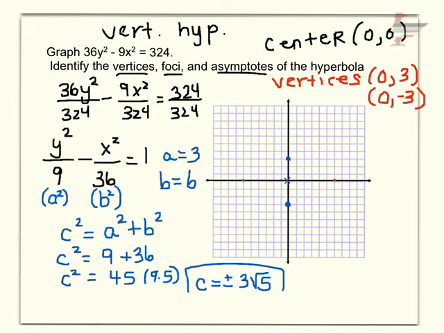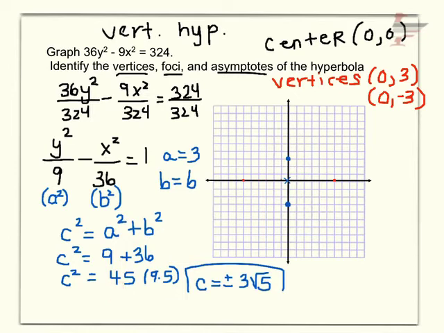Foci are going to be c units from my center in the y direction. Foci always go in the same direction as the vertices. So c is 3 square root of 5. And think about just the square root of 45. That is, well, it's almost 7, right? So it's probably 6.7-ish if you had to estimate that. And they're always inside your hyperbola branches, so that makes sense.